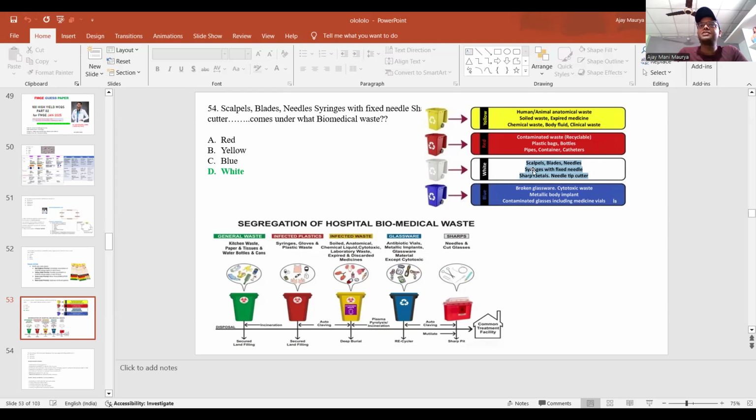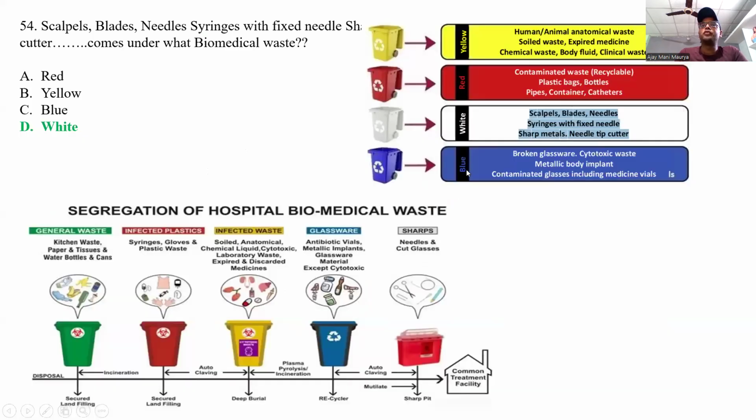And the white means what? It is scalpels, blades, sharp edges. Okay, now see, blue for B, broken for B. BB, blue, broken. Broken glass you have to put in the blue. That's enough. Don't remember more than this. The last question here: white one is the needles.